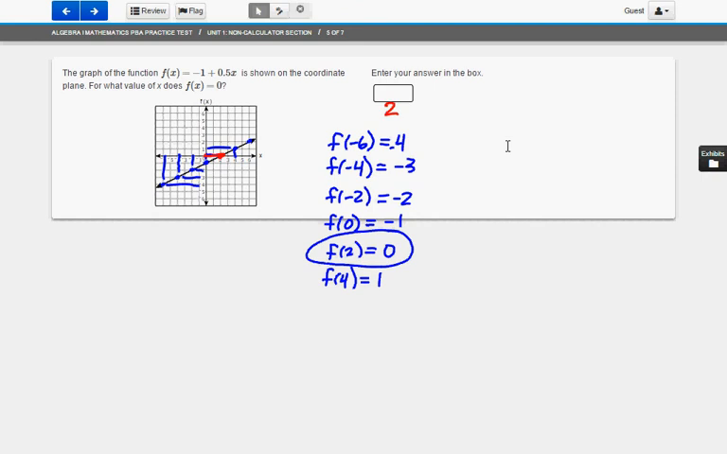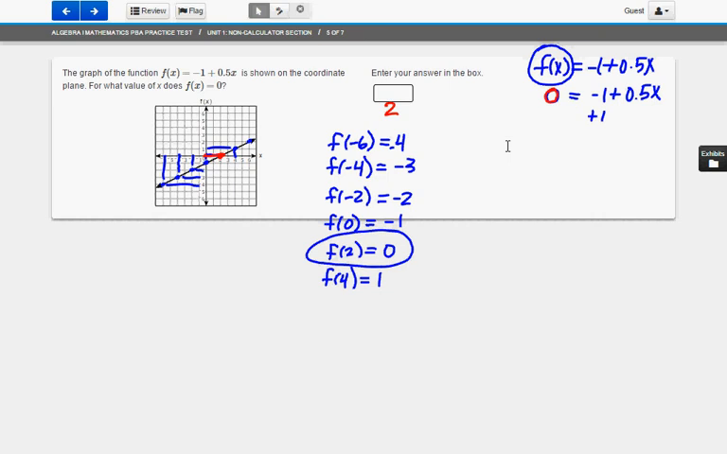The other option that we would have, though, would be to use the equation f of x equals -1 plus 0.5x, and say, when is this going to equal 0? When will f of x be equal to 0? Well, if I just put a 0 in place of f of x right here, when will this function equal 0? Let me solve this equation for x.